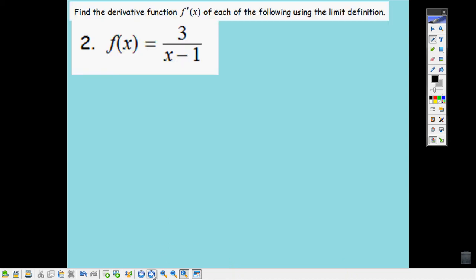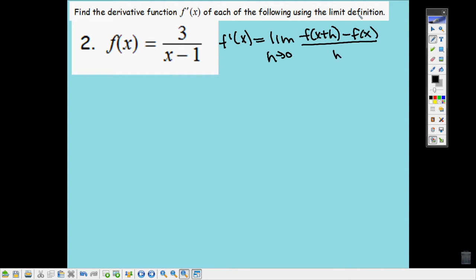Okay, number 2, in the first section. We actually did this in class, but I wanted to go over it one more time. It says to find the derivative of the function, f prime of x, using the limit definition. So in order to do that, you have to first remember that the definition of a first derivative is the limit as h approaches 0 of f of x plus h minus f of x, all over h.